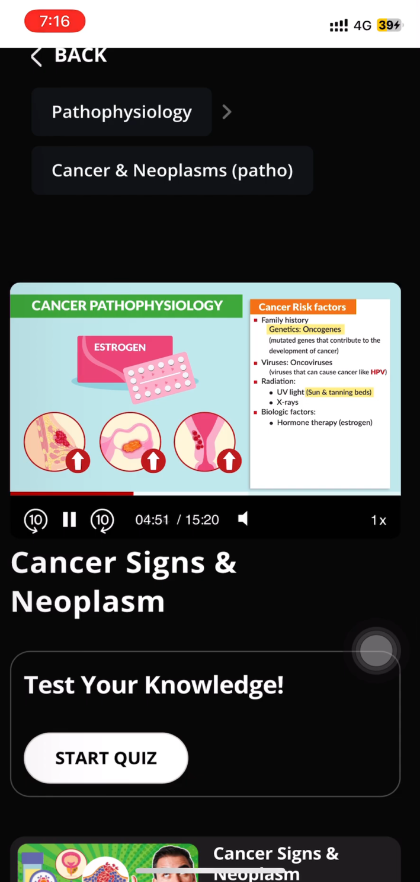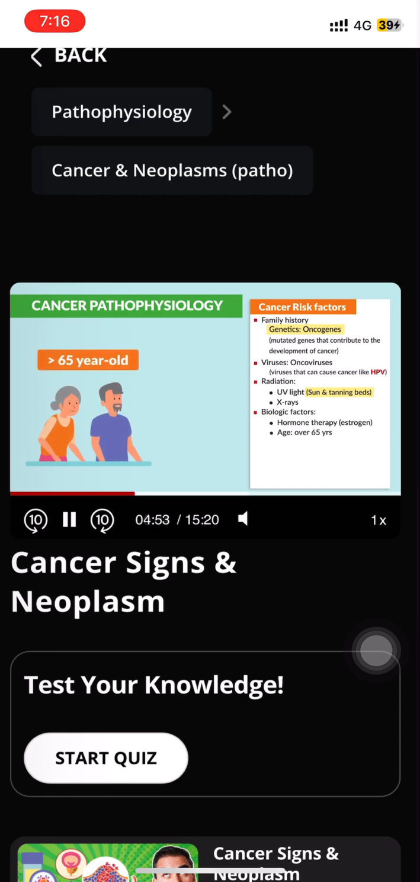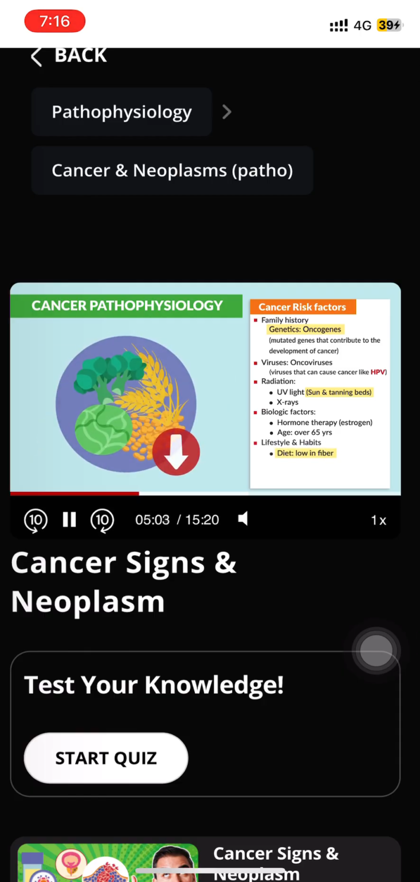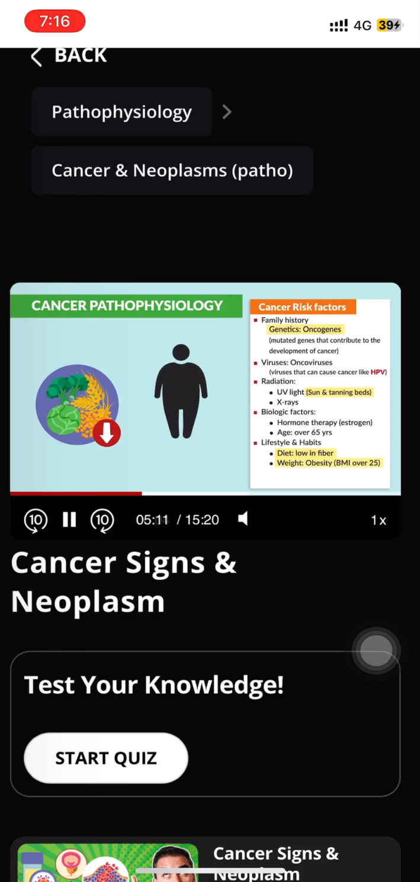Now, age also plays a factor. Over 65 years old, 60% of cancers occur with clients over this age. And lastly, we have lifestyle and habits. So, a diet low in fiber, like low veggies, like broccoli and cabbage, and also low grains, as well as increased weight, obesity, a BMI over 25. Be sure to write that one down. BMI over 25. Big risk factor here.